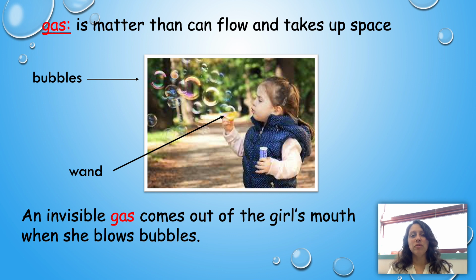It's matter that can flow and take up space. Here's a photograph of a girl, and there's 2 arrows pointing to the photograph. One arrow is pointing to the bubbles, and the other arrow is pointing to the wand that she is holding. Listen to the sentence. It says an invisible gas comes out of the girl's mouth when she blows bubbles. So the gas is taking up space because when she's blowing on that wand, that soap is turning into a bubble. Can you think of a sentence that uses the word gas in it?